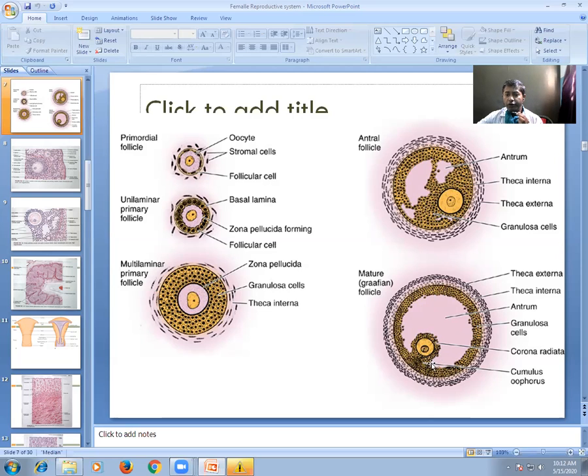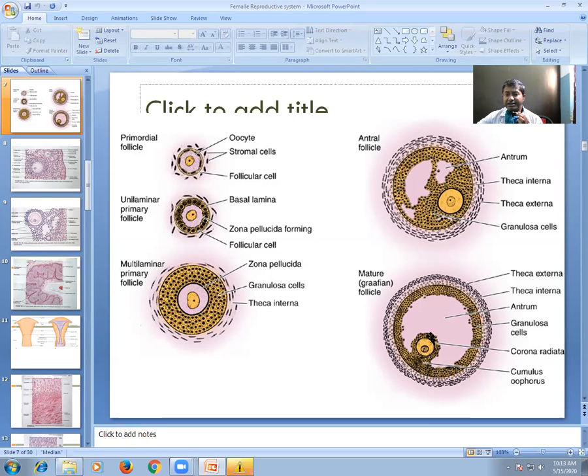Around the ovule, if you are going from outside in, the layers are: outermost is the theca externa, then the theca interna, then the follicular cells, then the cavity, and towards one side is the ovule. This ovule is covered by cells.